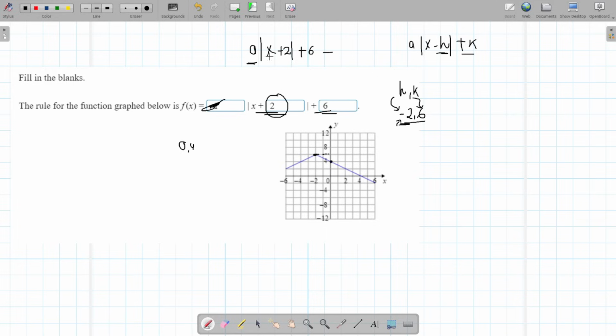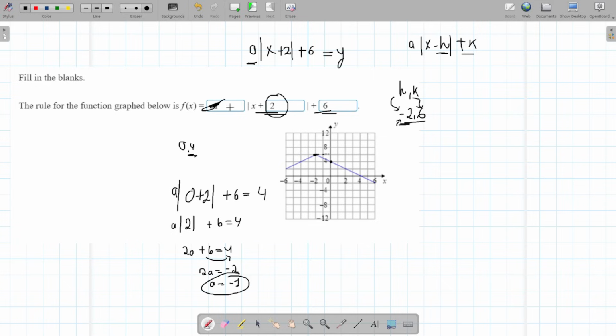This equals a|x plus 2| plus 6 equals y. My x is 0, so a|0 plus 2| plus 6 equals y, which is 4. 2 plus 0 is 2, and you have a outside, plus 6 equals 4. A times 2 is 2a, plus 6 equals 4. Take 6 to the other side, you get 2a equals 4 minus 6, which is negative 2. You divide by 2 on both sides, you get negative 1. Okay, and the answer is negative 1.